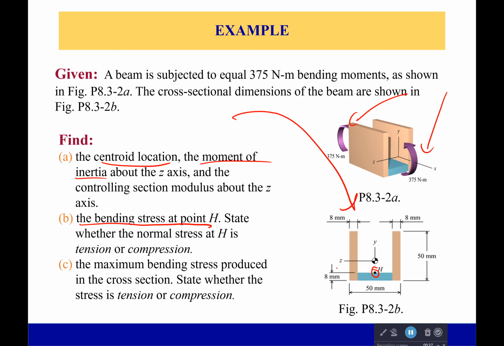And finally, the maximum bending stress produced in this cross section. What's the maximum bending stress? And whether it's tension or compression. And in this case right here, we're going to have compression above, because this is squishing it in, and tension below our neutral surface, or below our centroid.